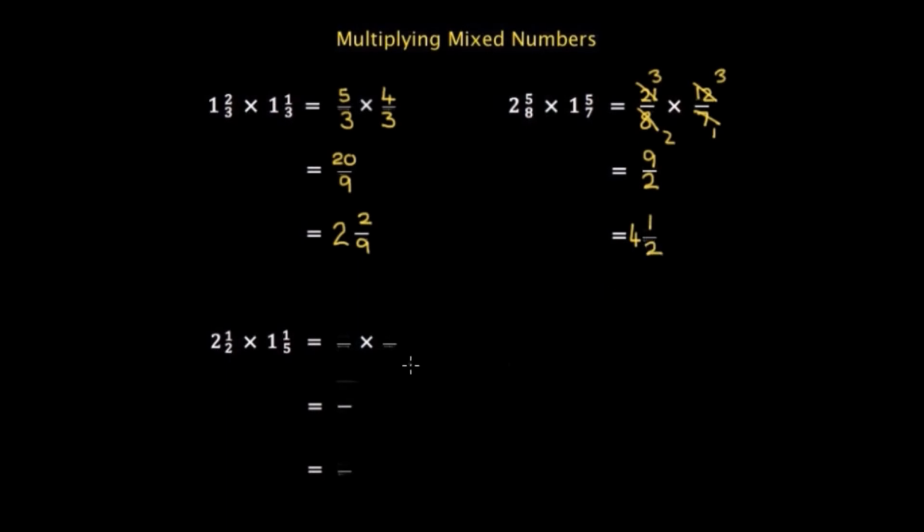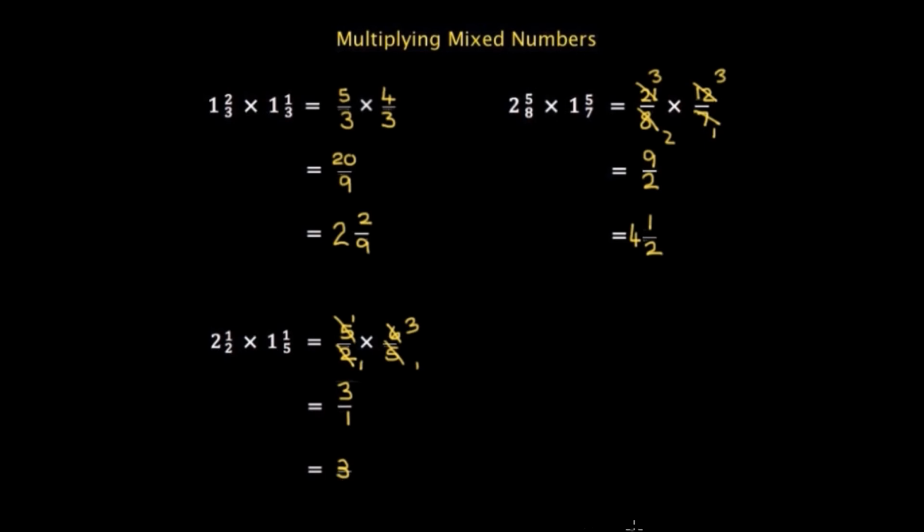We now come to the last one. 2 1/2: 2 times 2 is 4 plus 1 is 5 over 2. Times 1 1/5: 1 times 5 is 5 plus 1 is 6 over 5. In this case here the 5's will cancel out, and the 2 will divide into itself and 6. So the remaining multiplication becomes 1 times 3 over 1 times 1, which is 3 over 1, or we don't write fractions with 1 on the denominator, we just write it as 3.